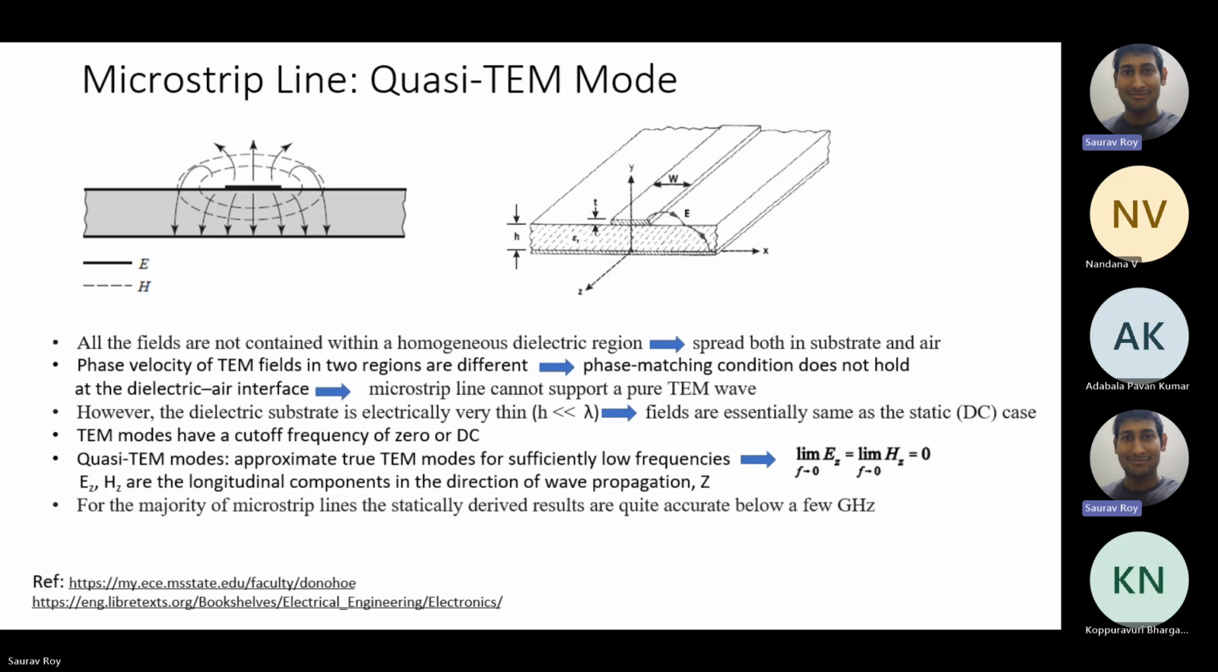Although this happens exactly only at asymptotically 0 frequency, it is mostly valid up to around a few gigahertz. Around a few gigahertz, all these equations for TEM and quasi-TEM modes are valid. So we can take an almost TEM-like analysis of the microstrip line. We will see the same analysis is valid for microstrip antennas also. We do this low frequency analysis and we see that up to a few gigahertz it is valid.